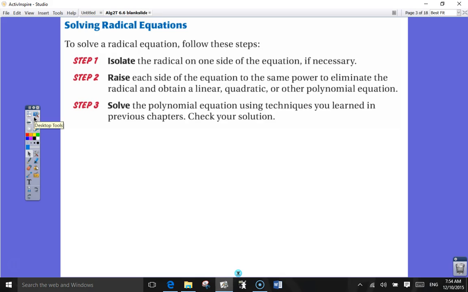They don't always have it exactly the way I like, but step 1, isolate the radical. The only thing on one side of the equal sign should be the radical. And by radical, it could be something raised to a rational exponent, because that's also a way we represent radicals.